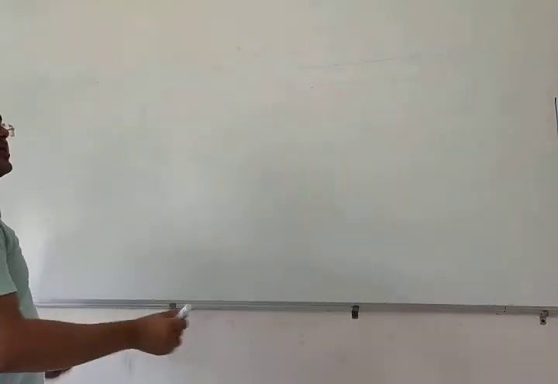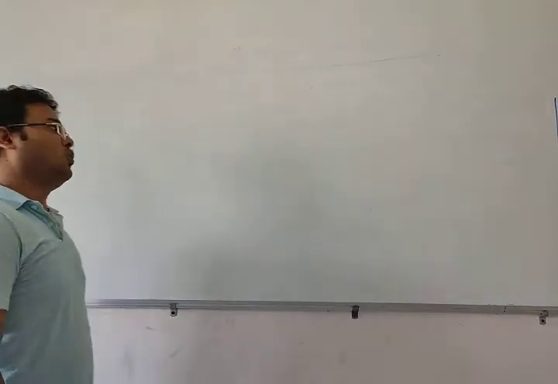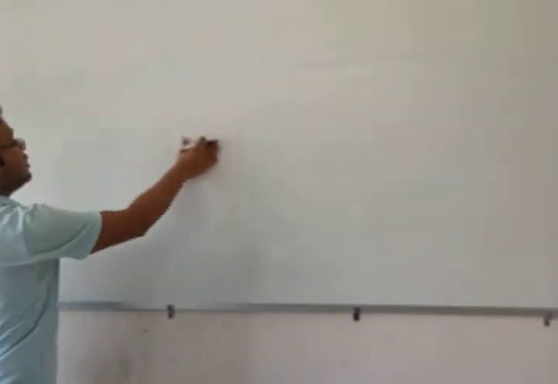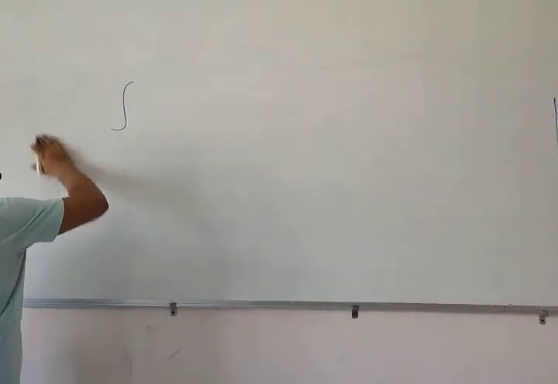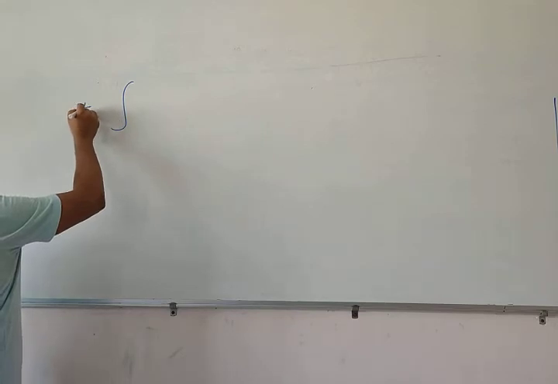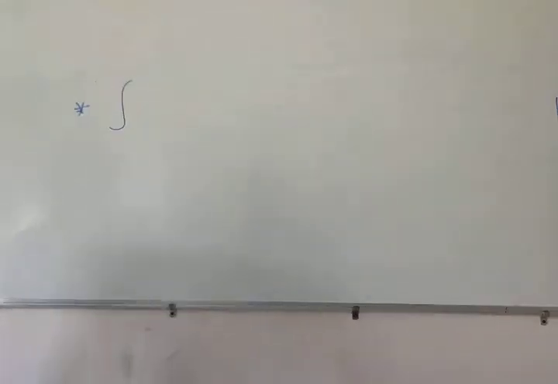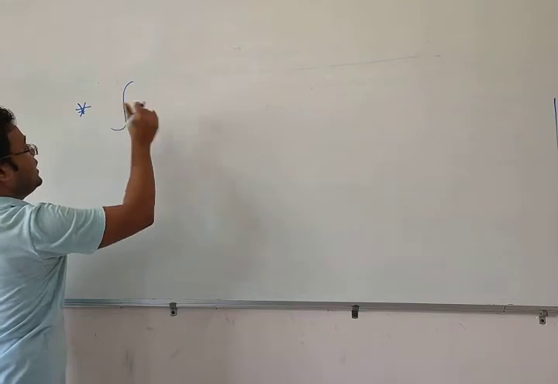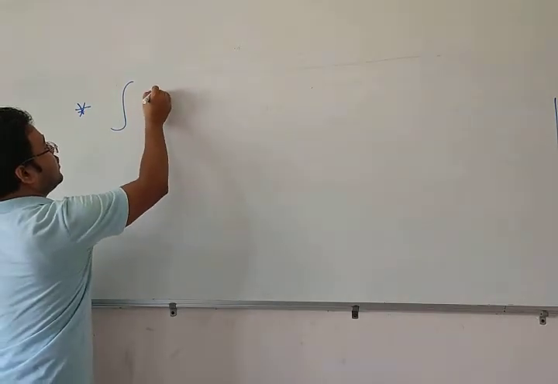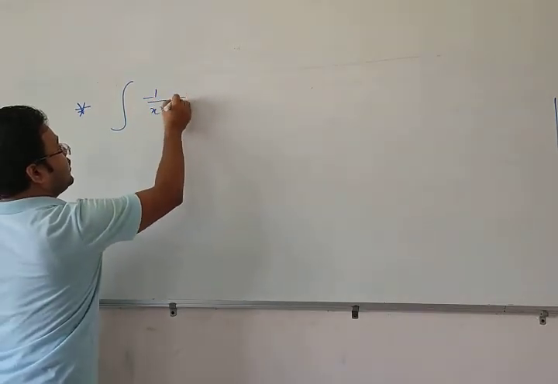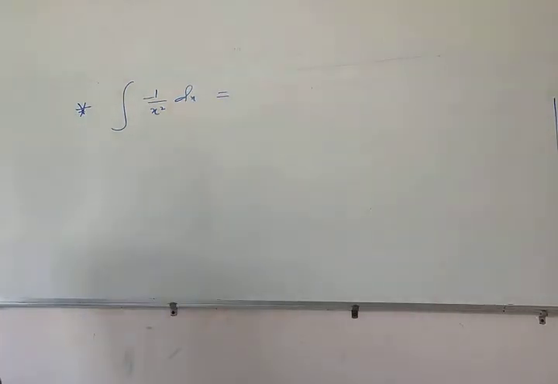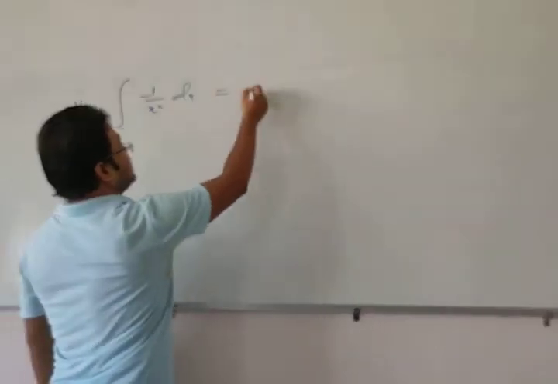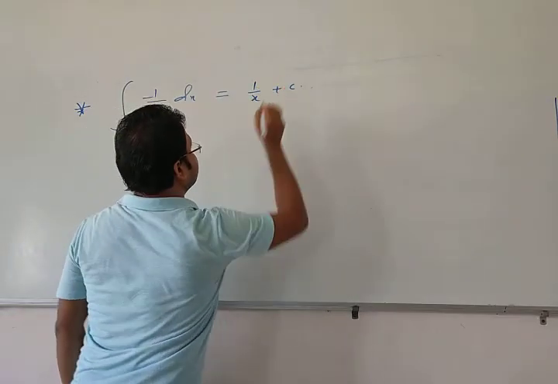Now there are two special functions whose integral is to be known for the direct use of the integration of complex functions. Here you can see integration of minus 1 by x square with respect to x. We know that the differentiation of 1 by x is minus 1 by x square. So integration of this is 1 by x plus constant c.